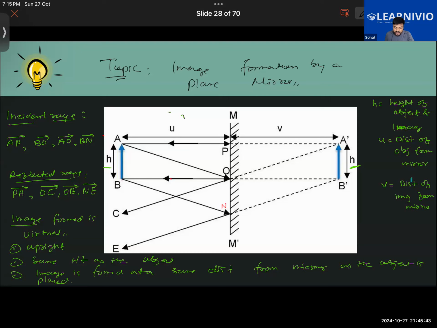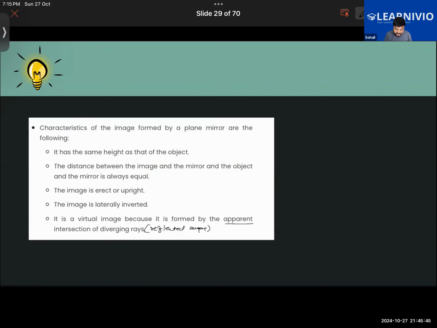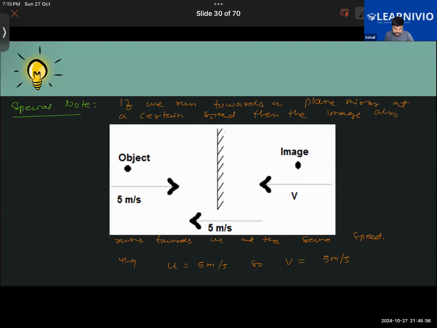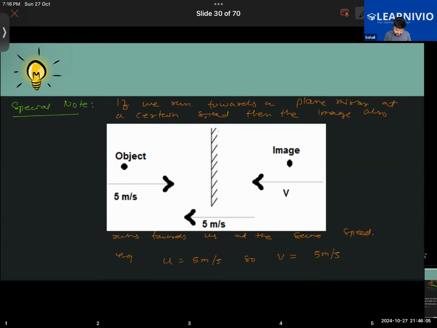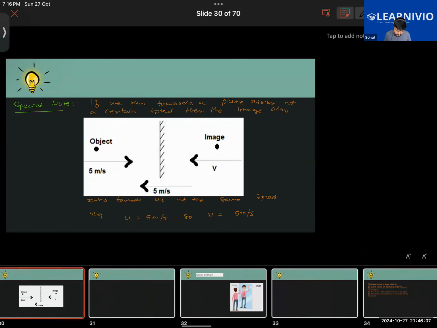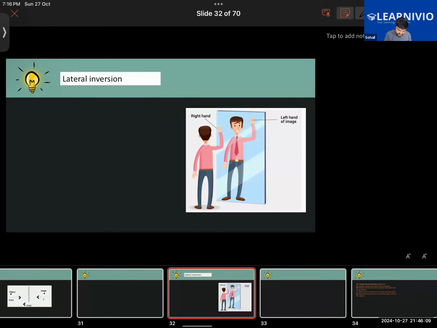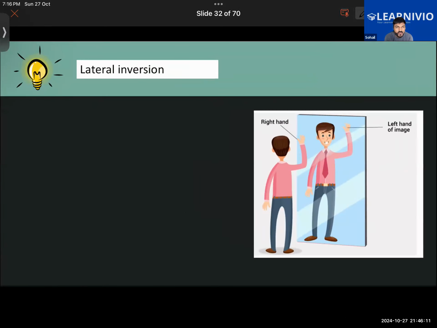Just mention the important characteristics of the image that is formed by a plane mirror. Basically, I'm asking for the properties of the image, like what kind of image is formed. The image which is formed by a plane mirror is a virtual image. Virtual image, very good. And it is at the same distance. Same distance, very good. And laterally inverted. Laterally inverted.